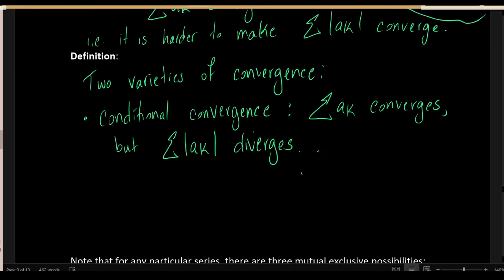For example, the series that we had, (-1)^k over k, converges conditionally.